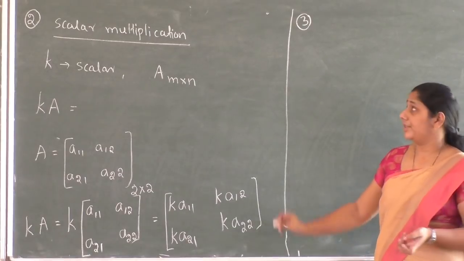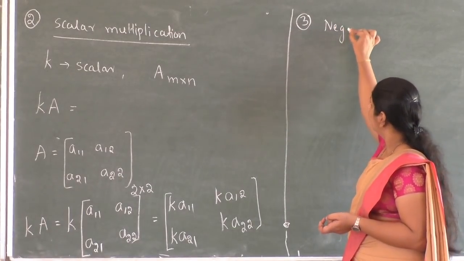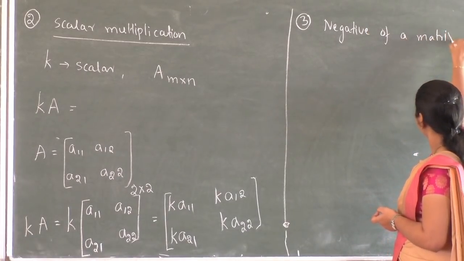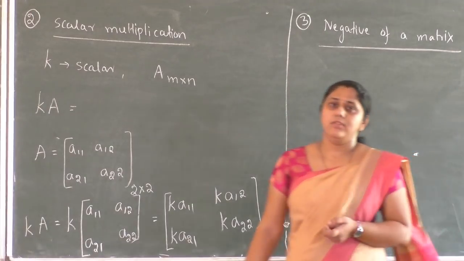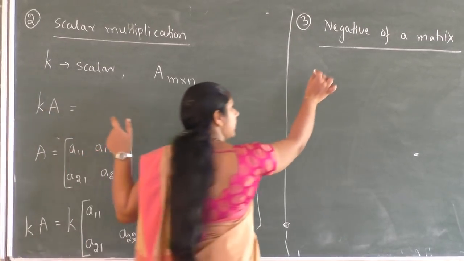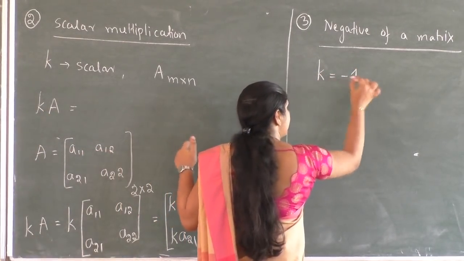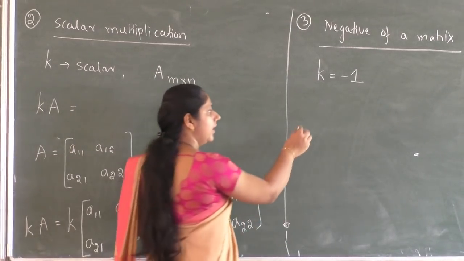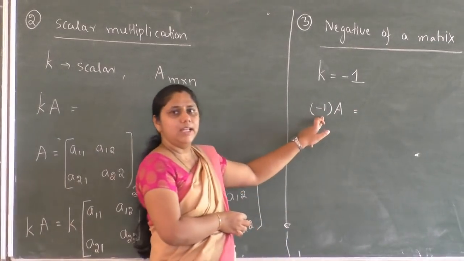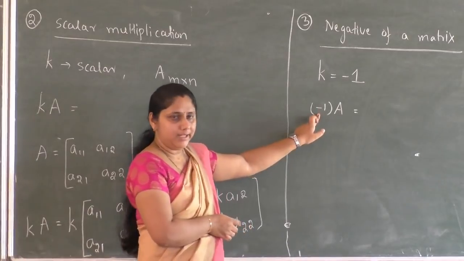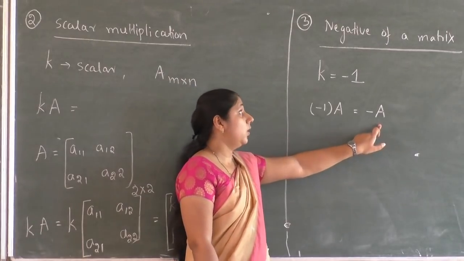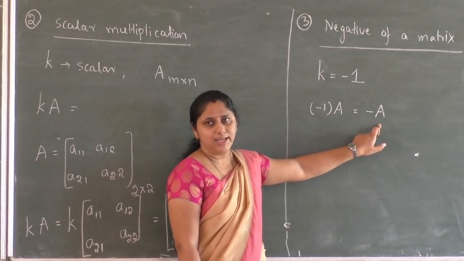Now, the third operation is negative of a matrix. In the case of scalar multiplication, if I take k equal to -1, we get -1 into A. That is, you have to multiply each and every element of A by -1. So we will get -A. So this -A is called the negative of a matrix A.